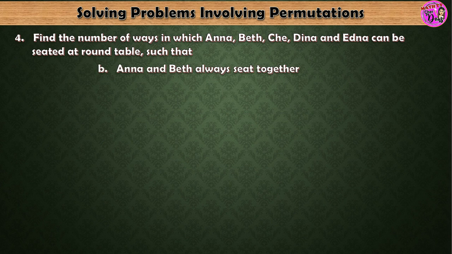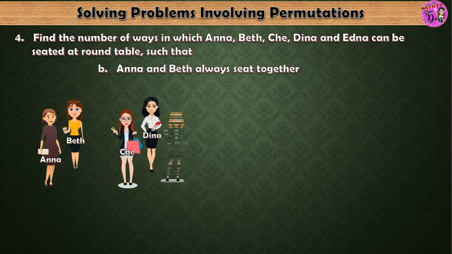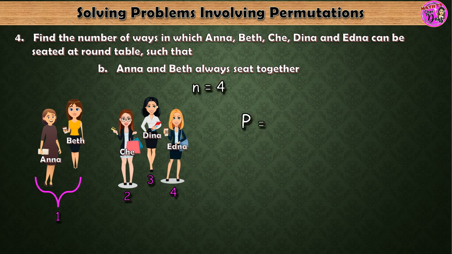Next, letter B. Anna and Beth always sit together. So Anna and Beth must sit together. Then we have Che, Dina, and Edna. Anna and Beth count as 1, 2, 3, 4. The value of n is 4. Our formula, quantity n minus 1 factorial.